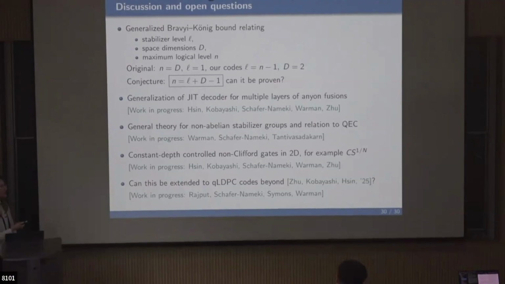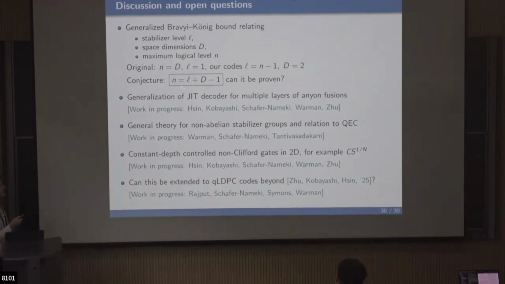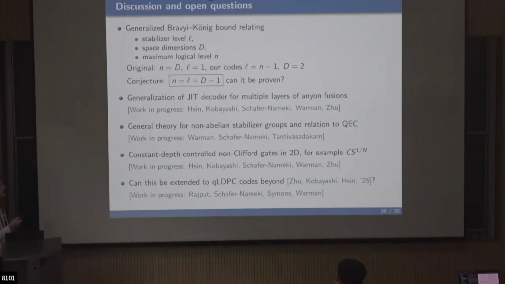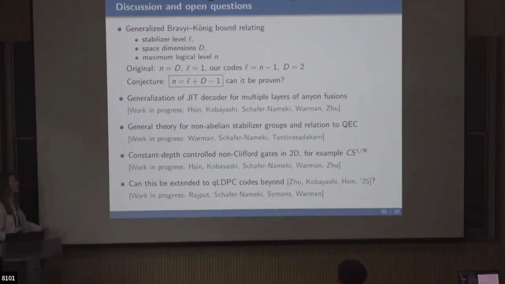So this naturally leads us to conjecture this generalized Bravyi-König bound, where the level n of the logical gate is equal to the level L of the stabilizers plus the dimension of space minus 1. We see that this reduces to the original Bravyi-König bound and to our codes. But can it be proven? And, or, can one do better? So is this the best we can do? If so, can someone prove it? Or can someone find some even better examples?